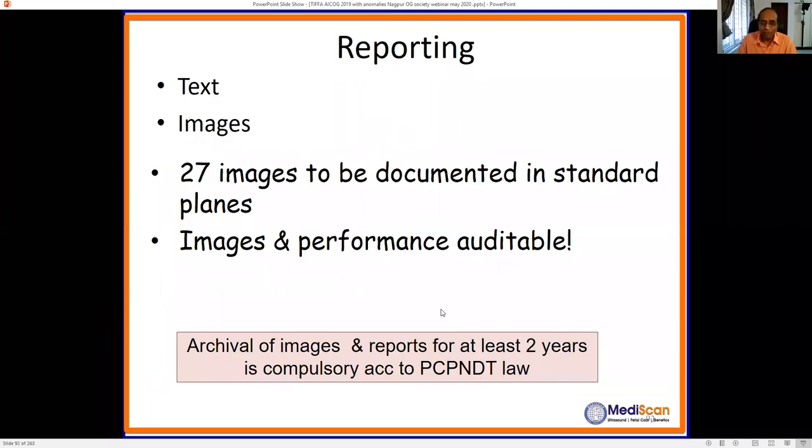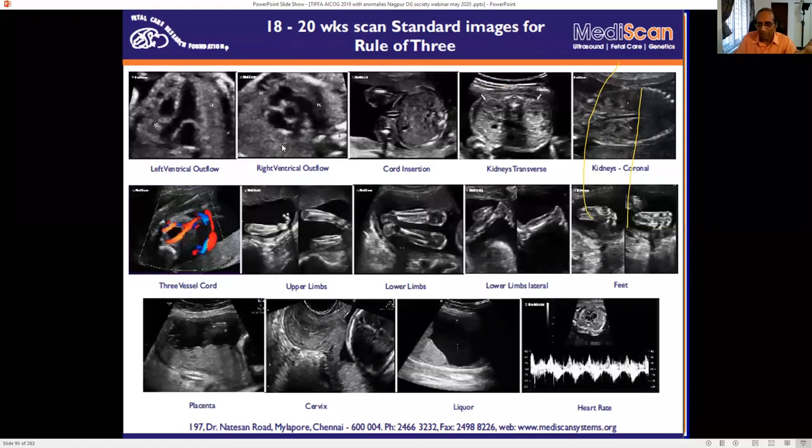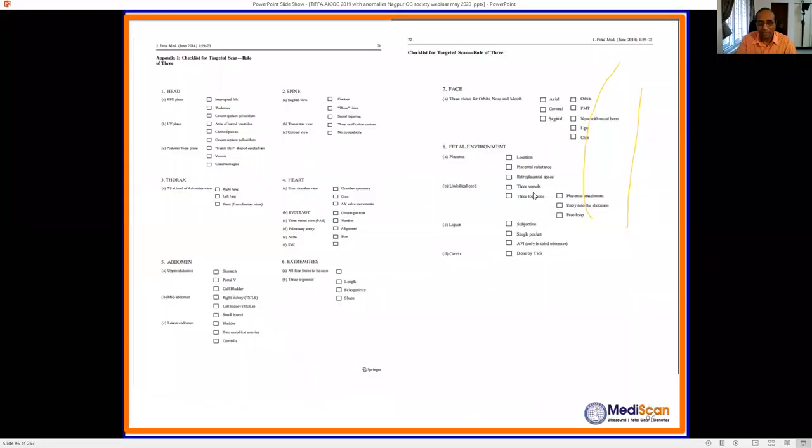Now, when you do the report, we have text and images. The question is, how many images are supposed to be taken? ISUOG recommends 15 images, but when you follow the rule of three, there are 27 images that need to be taken. That's what is given in this picture, and this PDF is available again as a reference: 27 images in the second trimester target scan. So this is the kind of checklist which you can create.